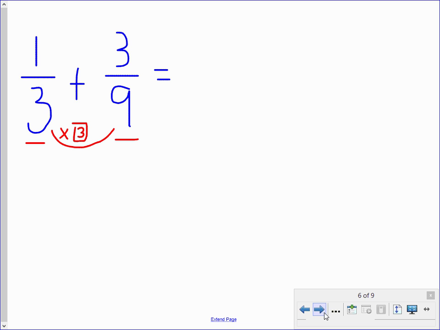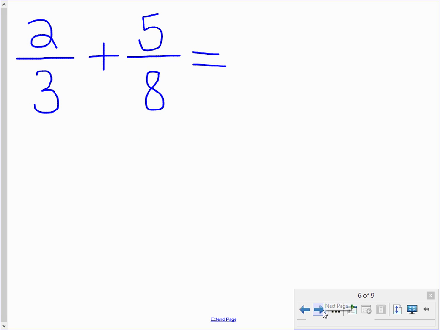So now I'm going to show you how we did that today in class because it's a little bit different. For example, today we have 2/3 plus 5/8. So I'm going to look at my denominators. I've got 3 and 8. The 8 is bigger. So I'm going to ask myself, does anything times 3 equal 8? The answer is no, because 3 times 3 is 9 and 3 times 2 is 6. So there's nothing in between that can equal 8.